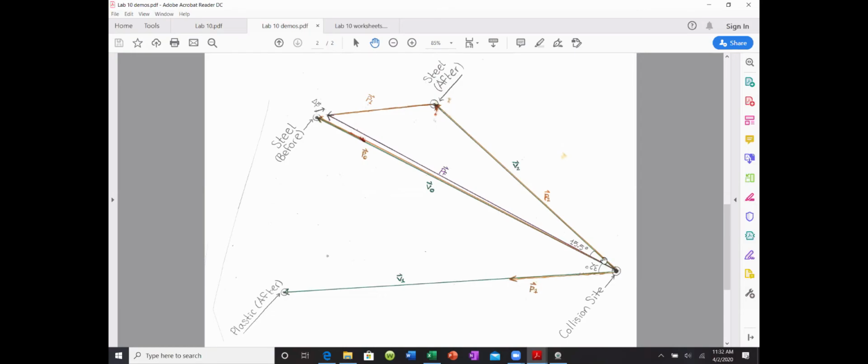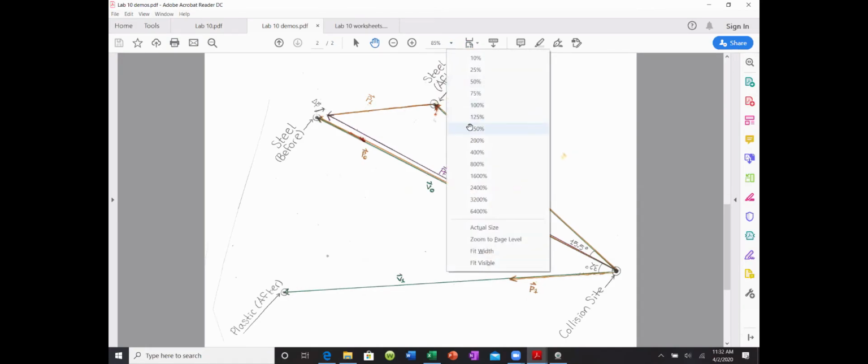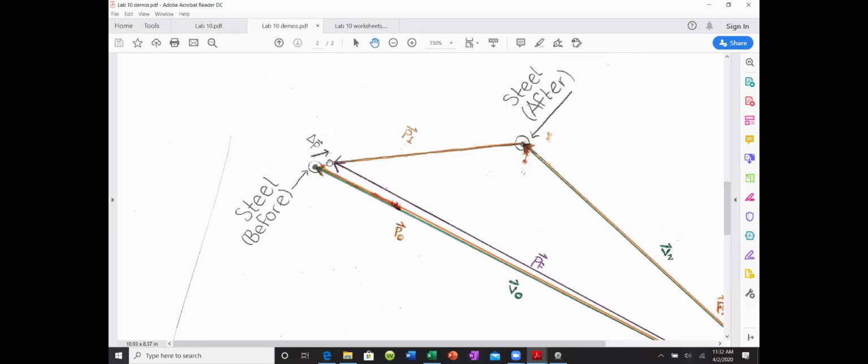So this purple vector from collision site to there is the final momentum, but this other slightly different vector from collision site to right there, and now I'm going to zoom in. So this is the final momentum vector. This is the initial momentum vector. Are they exactly the same vector? Not quite. The difference between them is a vector delta P that points from initial to final.